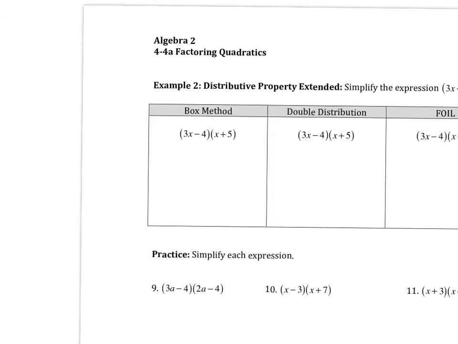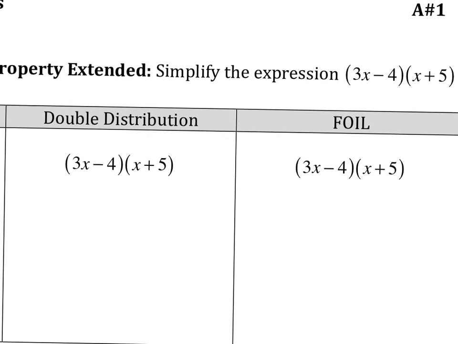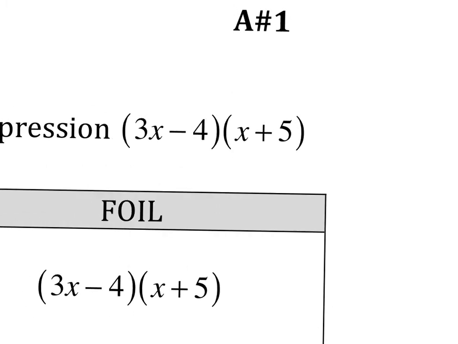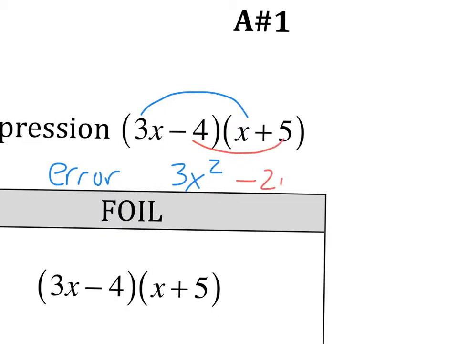When we have a problem that looks like this, and our job is to simplify the expression, here's too commonly what happens. So eyes on deck just to see the mistake, or the error. Some people say, oh, well, let me just take the 3x and multiply those, so I get 3x squared, and then let me take the negative 4 and multiply it there to get negative 20. Yay, I'm done.